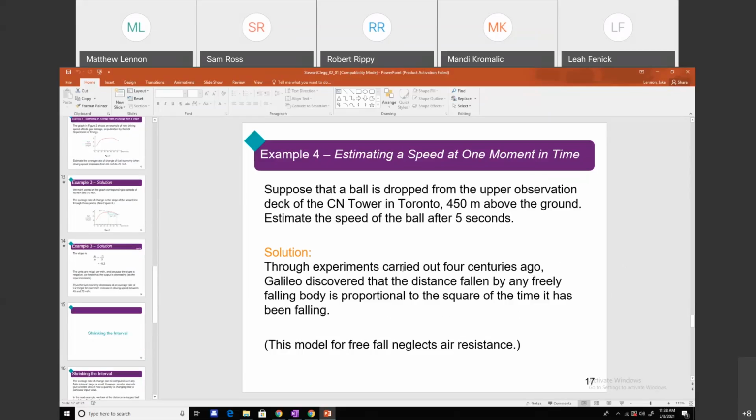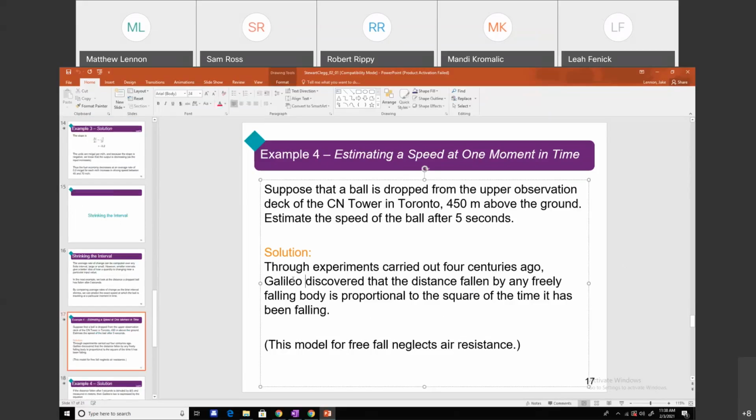Okay, so through experiments carried out 4 centuries ago, these would have been Isaac Newton, Newtonian mechanics. Oh, Galileo had these as well. Okay, well, Newton wrote down a lot of the equations, but then he also showed that they could be derived via calculus as well, which he's one of the co-inventors. But he discovered that the distance fallen by any freely falling body is proportional to the square of time it's been falling, and this neglects air resistance.